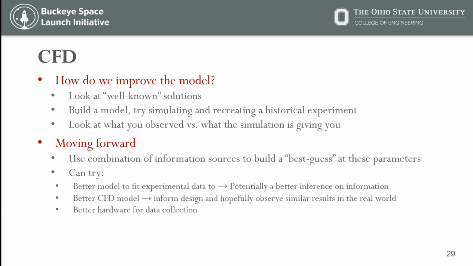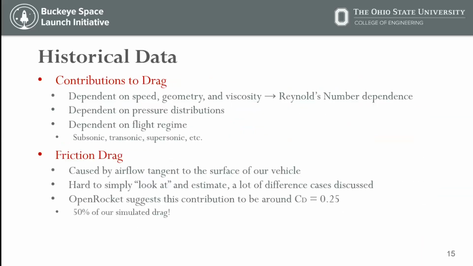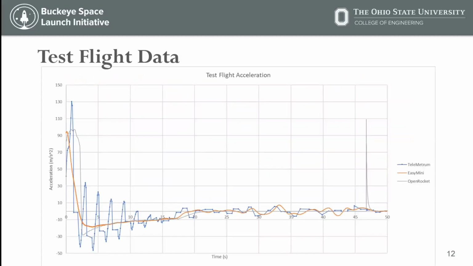And we could see, if we go back to look at our acceleration, that drag to acceleration is probably the most direct form of comparison we're going to get. Ignoring the TeleMetrum data, let's look at the EasyMini data. Once we get past burnout, so once we're past about the 5-second mark, you see that we're actually pretty similar when we're coasting versus when we are just starting to burn out.